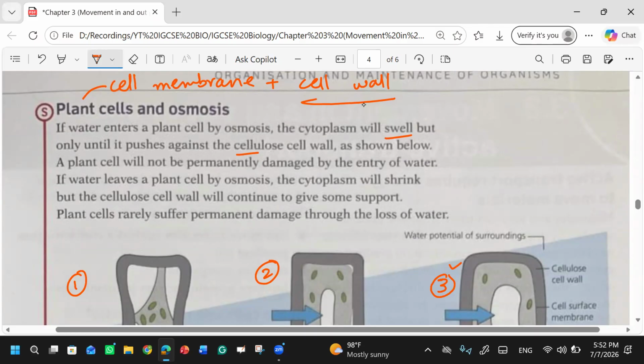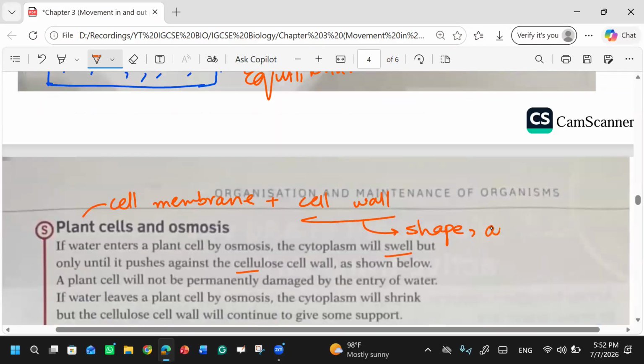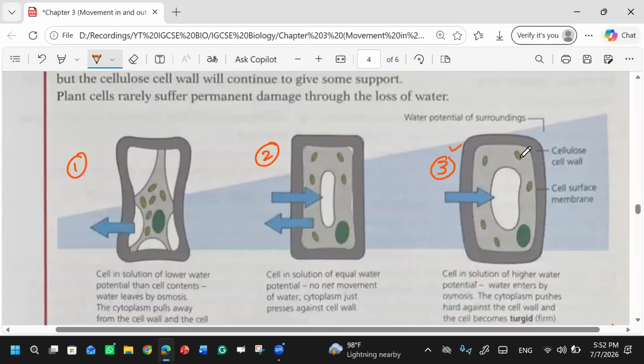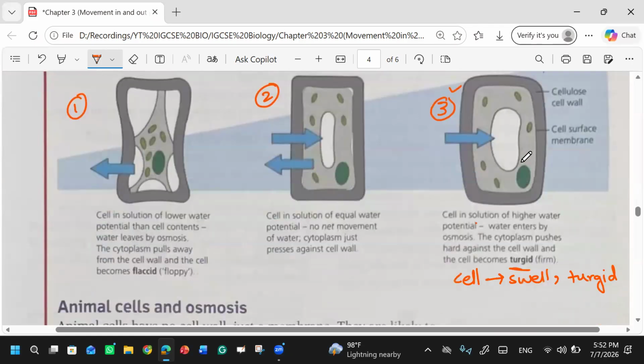What is the function of the cell wall? It provides a specific shape, as well as it avoids bursting. It keeps the contents and avoids bursting of the cell. Clear? The cytoplasm pushes hard against the cell wall and the cell becomes turgid. The cell will become turgid.